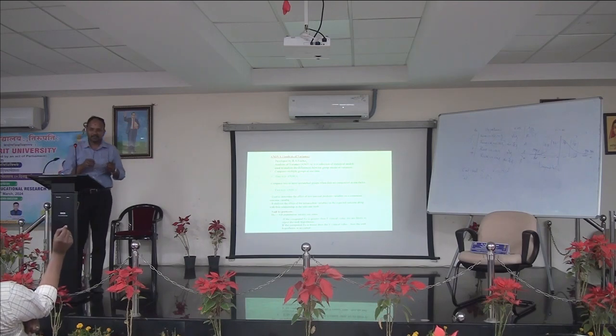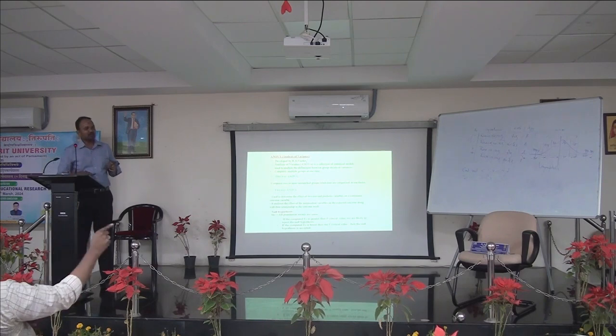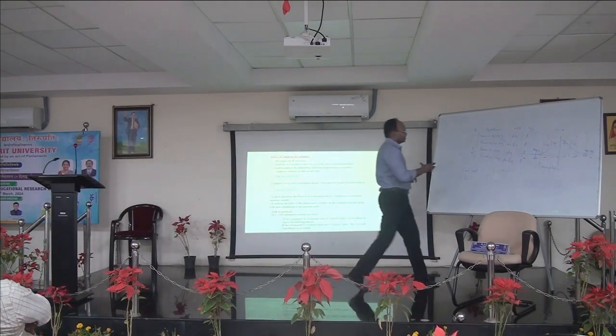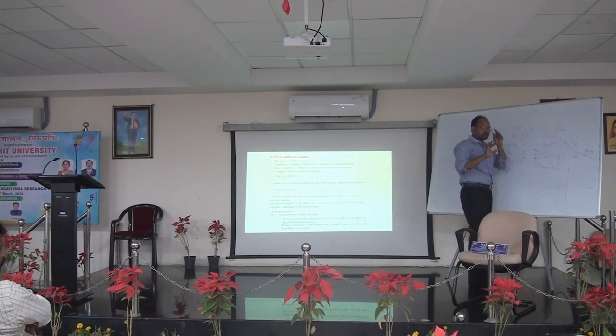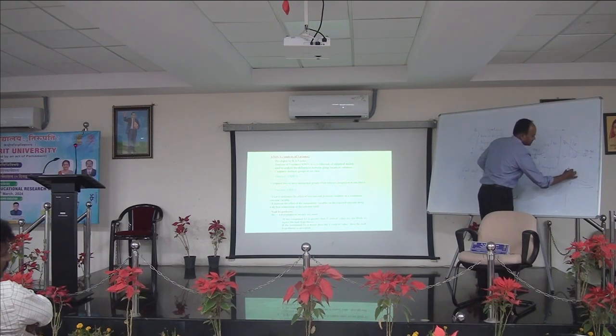Okay, sir. What is the difference between kurtosis and skewness? So kurtosis, as I told you, is peakedness. The definition of kurtosis is simple: peakedness of the curve, to what extent it is. So, for example, this is mesocurtic, this is platycurtic, this is leptocurtic.